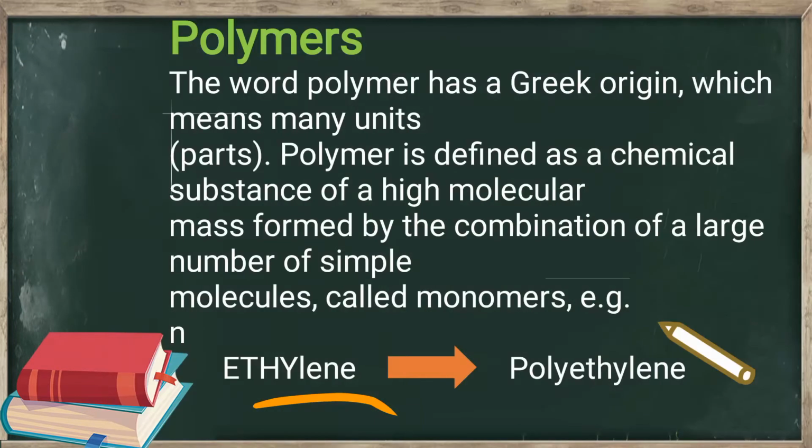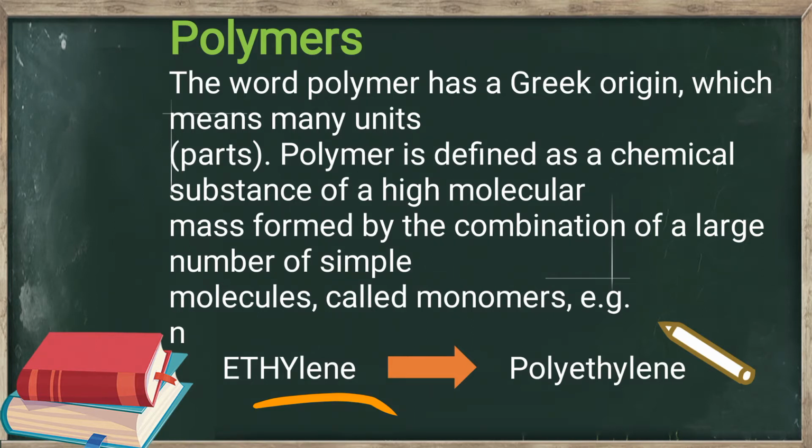What are polymers? The word polymer has a Greek origin, which means poly means many and mers means units. How do we define polymer? Polymer can be defined as a chemical substance of high molecular mass formed by the combination of a large number of simple molecules called monomers. What are these many units? These many units are monomers.